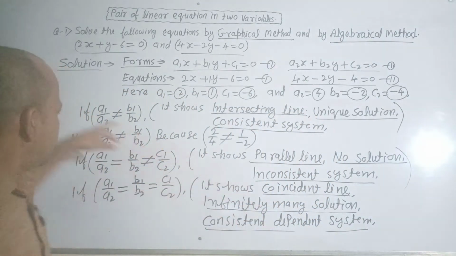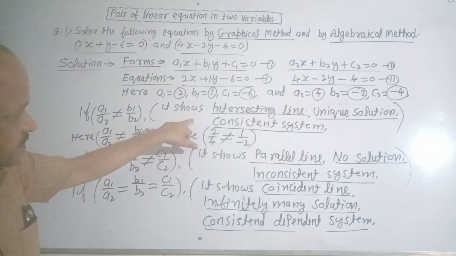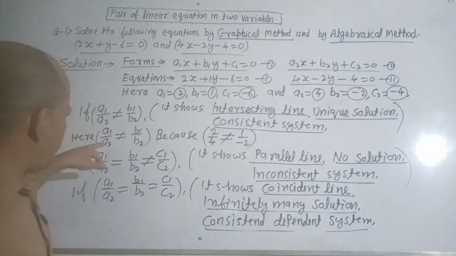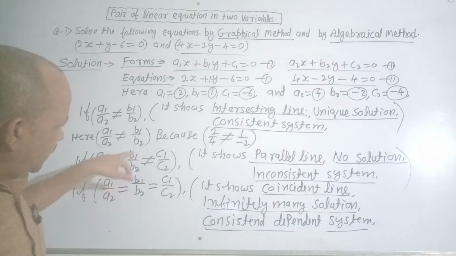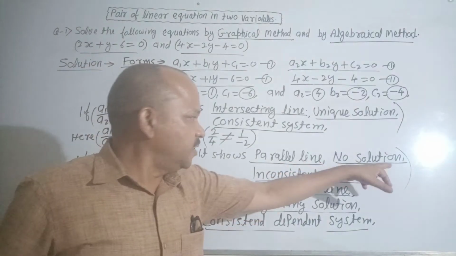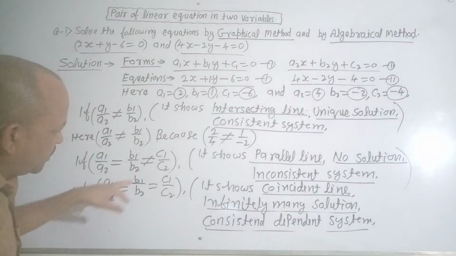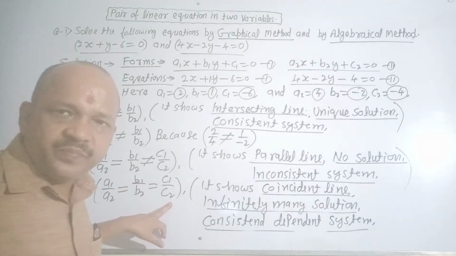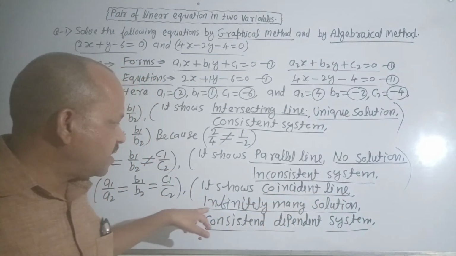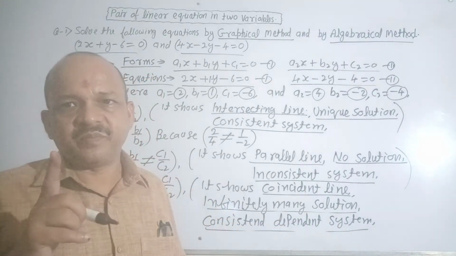It is clear here. If a1 by a2 not equal b1 by b2, then it shows intersecting lines, unique solution and consistent system. If a1 by a2 equal to b1 by b2 not equal c1 by c2, then it shows parallel lines, no solution, inconsistent system. If a1 by a2 equal to b1 by b2 equal to c1 by c2, then it shows coincident lines, infinitely many solutions and consistent dependent system.